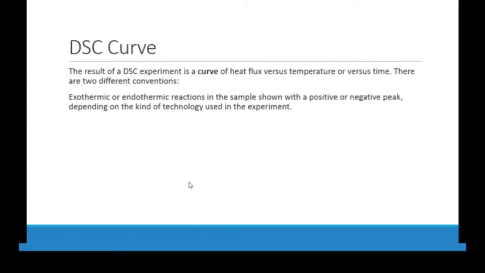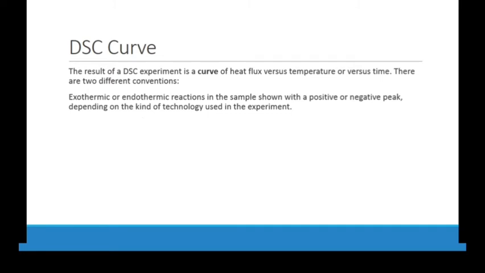And now we will talk about the DSC curve. The result of a DSC experiment is the curve of heat flux versus temperature or versus time. There are two different conventions: exothermic or endothermic reaction in the sample shown with a positive or negative peak, depending on the kind of technology used in the experiment.